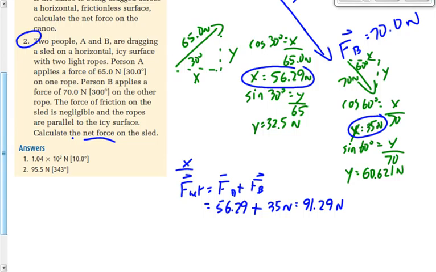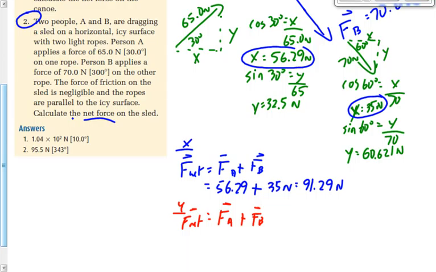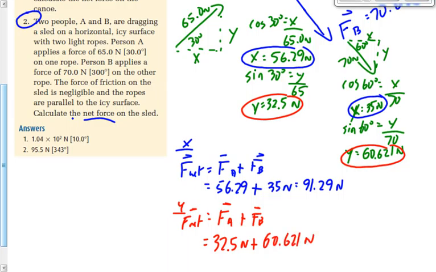Now let's do it for the y component. Again, the same thing. For the y component, we're going to say it's 32.5 newtons. For the y component of B, we're going to say it's 60.621. Is that right? No, it's not right. It's close, but it's not right. What's wrong with it? Good. 60 is going to be negative. Why is it going to be negative? Yeah. It's going to the right, that makes the x component positive, but it's going down, that makes the y component negative.